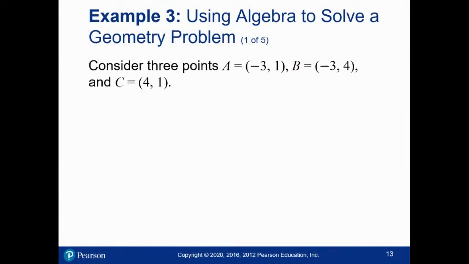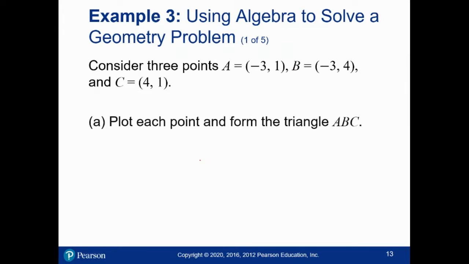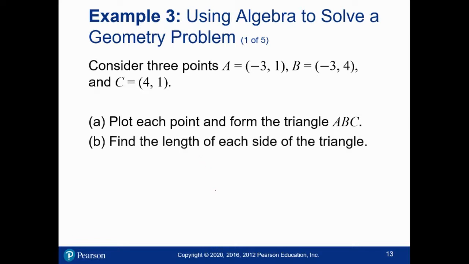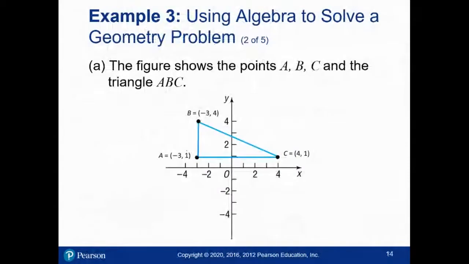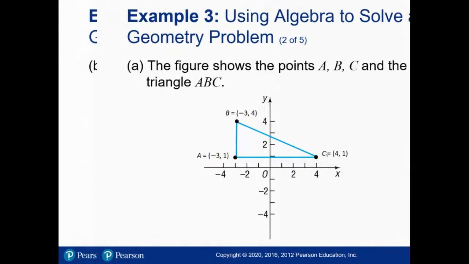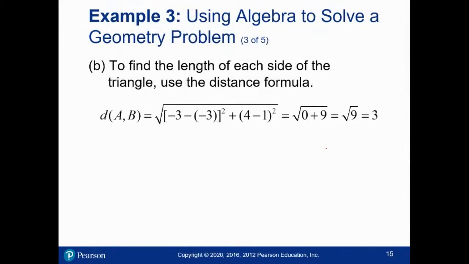Okay. So here's a geometry problem. It's going to involve pretty much everything we've done so far. I have 3 points: (-3, 1), (-3, 4), (4, 1). Plot them all and make a triangle. Find the length of each side, determine whether or not it is a right triangle, and then find the area. So plotting the points, (-3, 4), move 3 left and 4 up; (-3, 1), 3 left and 1 up; (4, 1), 4 right and 1 up. Great.